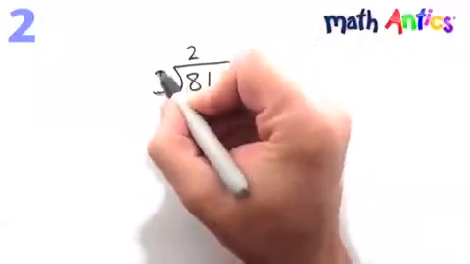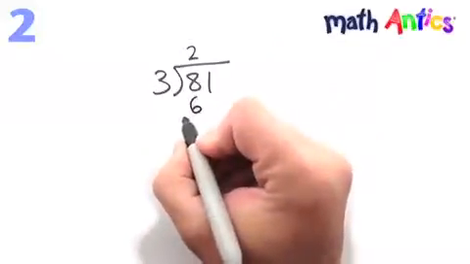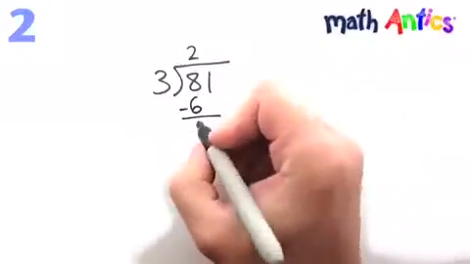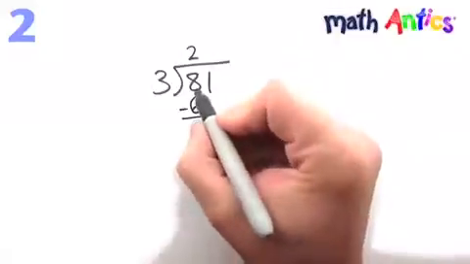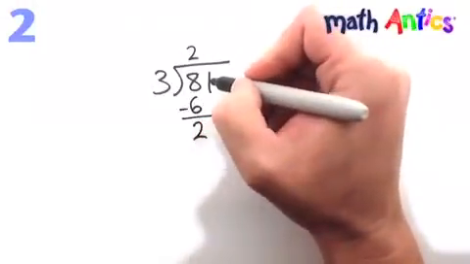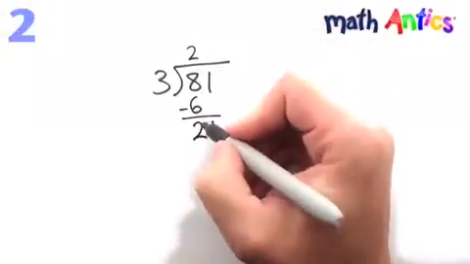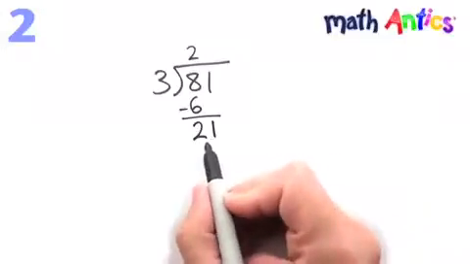Then we multiply 2 times 3. That gives us 6. We put it underneath the digit we're dividing up and subtract it. So 8 minus 6 gives us 2. Now we need to bring down a copy of the next digit. We're moving on to the next step in the division. So we're working with this digit here. We need to bring a copy of it down to combine with the remainder from the previous step. So now we have 21 that we're dividing up.